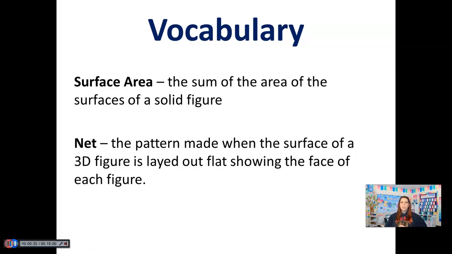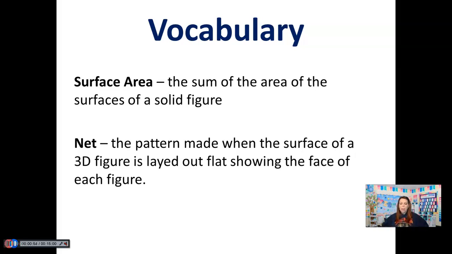Surface area is the total area of the surface of a solid figure. So for instance, when I look at this shape, I'm not just talking about the area of this side only, I'm talking about all of the sides. So I want to think about this like if I had wrapping paper and I wanted to cover that whole entire shape, how much wrapping paper would I need to cover it all?